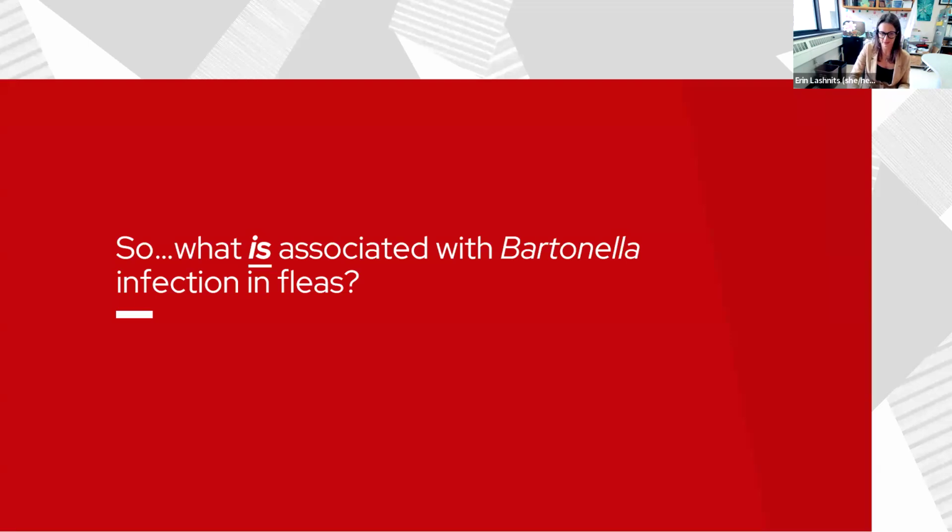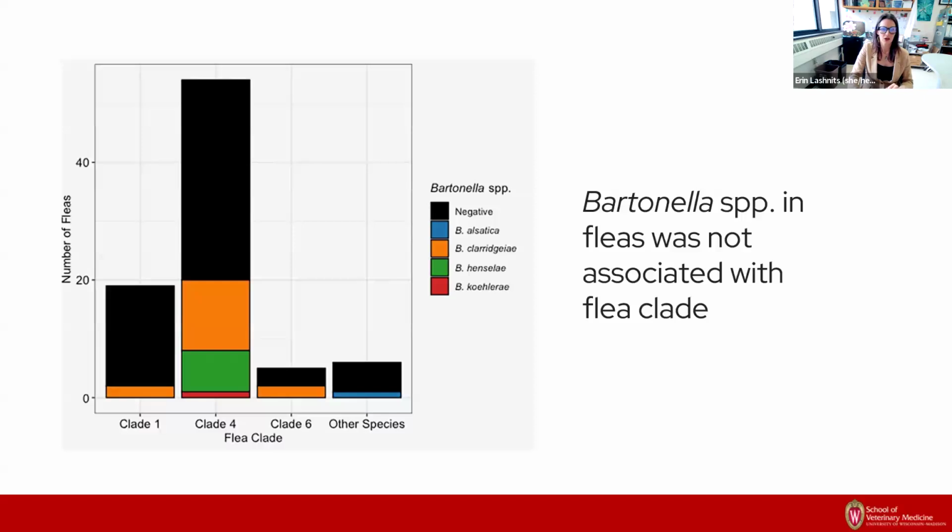So what is associated with Bartonella infection in our fleas? We thought maybe like Rickettsia senegalensis or Rickettsia species, that Bartonella would be associated with flea clade. This was not the case. So you can see that the different Bartonella species are distributed across various of the clades. Clade 4 had the biggest diversity of Bartonella species. It was also the clade that we had the biggest representation from. So we would expect that if we were able to sample more clade 1 or clade 6, we might find some of those others, but with such small sample sizes, we weren't surprised to see only Bartonella clarridgeiae, since it was our most common Bartonella.